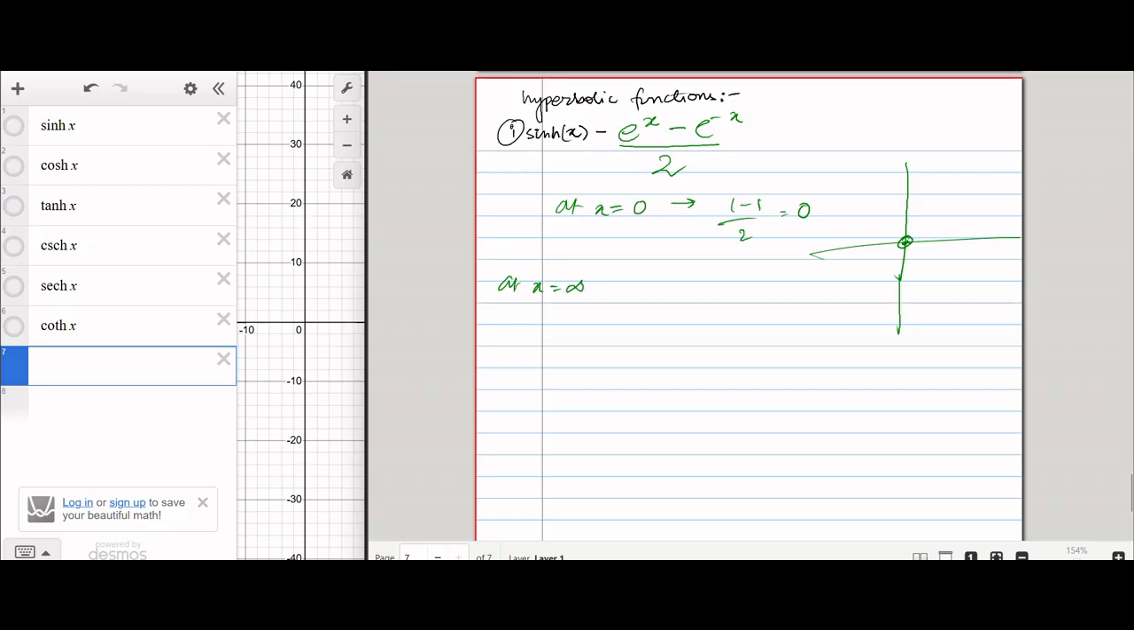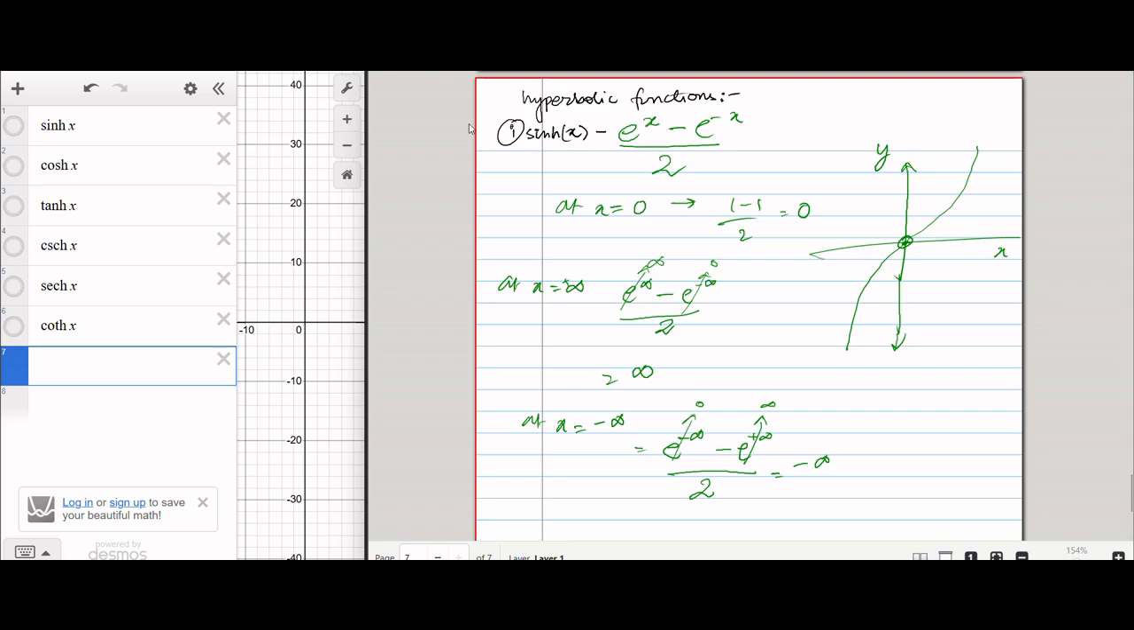At x equals plus infinity, what happens? It's e power infinity minus e power minus infinity divided by 2. This goes to infinity, this goes to 0. So the result is infinity. At x equals minus infinity, it's e power minus infinity minus e power plus infinity, because there's already a minus, divided by 2. So this goes to infinity again, and this goes to 0. So the result is minus infinity. So the graph will look like this, right?